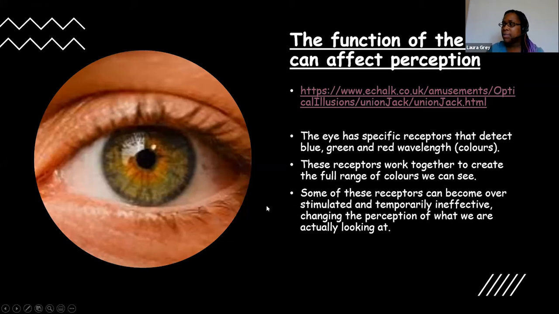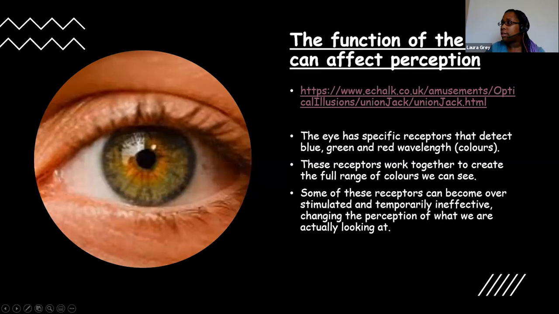So it says the eye has specific receptors that detect blue, green, and red wavelengths or colours. And these receptors work together to create the full range of colours we can see. Some of these receptors can become overstimulated and temporarily ineffective, changing the perception of what we are actually looking at. So what I'm going to show you in just a moment is an illusion that is based on colour and shadows.